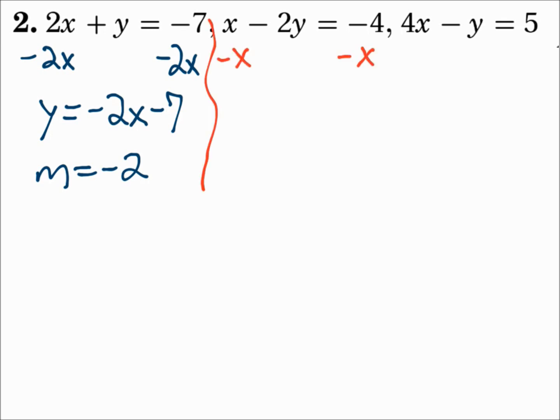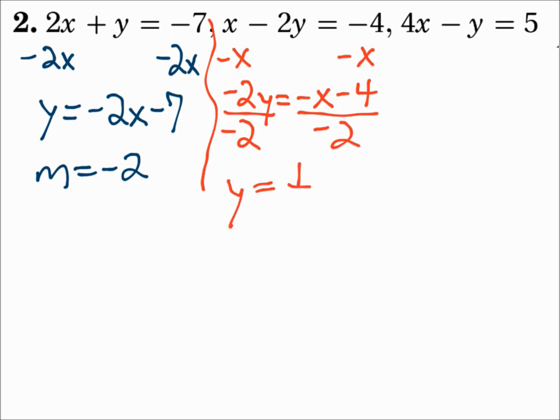On the second one, subtract x from each side. Then divide both sides by -2. Y equals 1/2 x plus 2. On that one, the slope is 1/2.